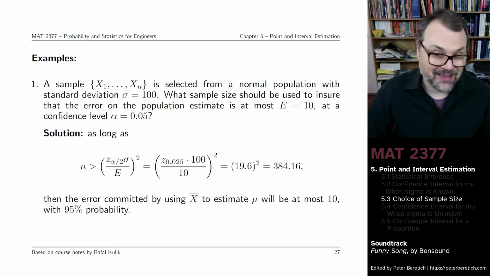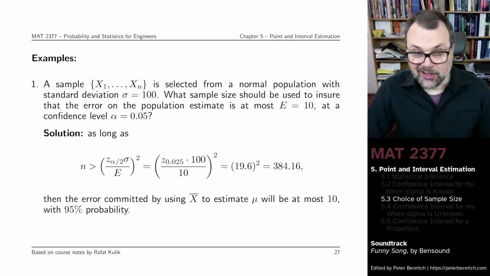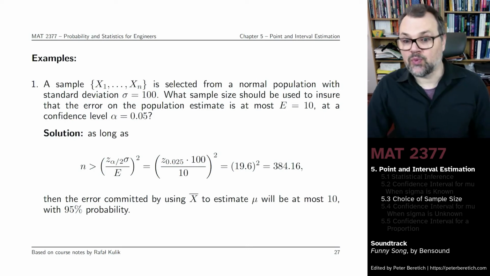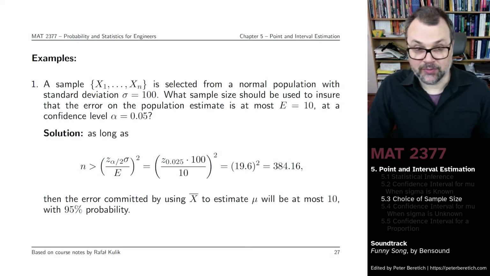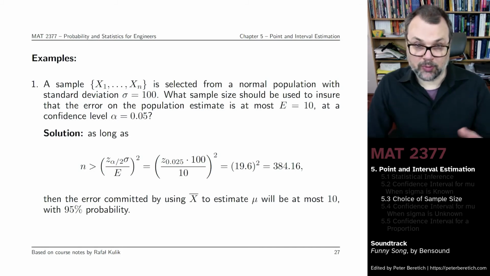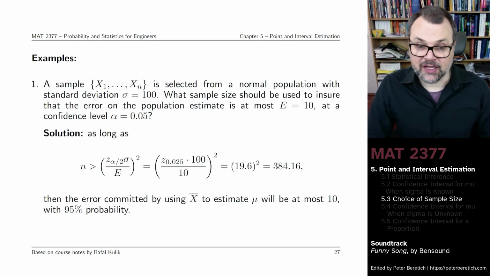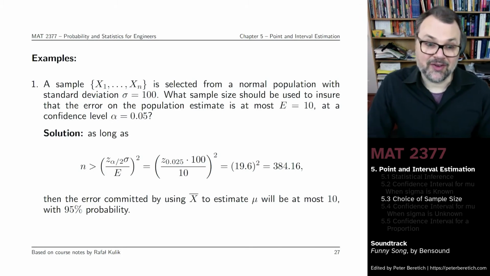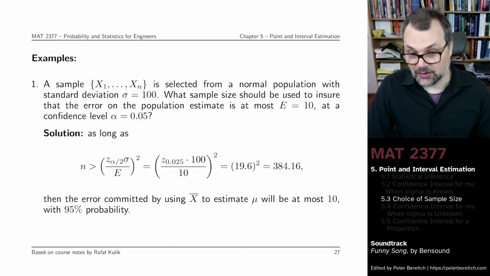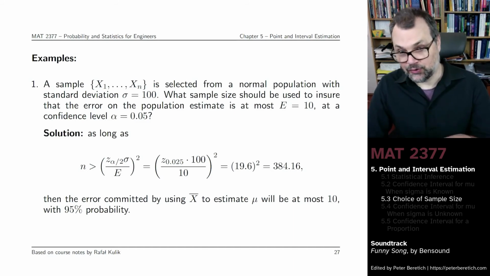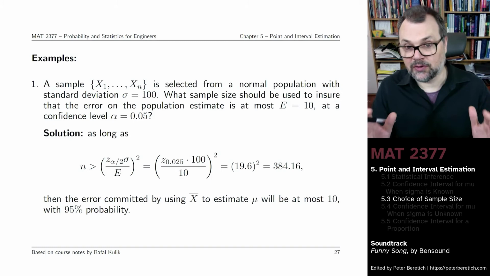We're not really saying that we're 95% sure the true mean will be within 10 units if we pick an n value of 385 and up for this normal population with standard deviation 100. What we're saying is that if we were to repeat this process over and over again, in about 95% of the cases, we would find the true mean within the confidence interval that we have built.